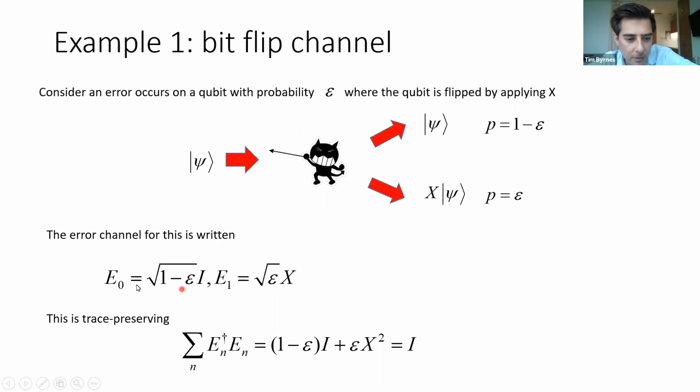And these square root factors, we need this because of this relation that I mentioned on the previous slide. In order for this to be trace preserving, that means the state at the end has to have trace 1 if you started with trace 1 at the beginning. Then we need it to satisfy this relation: E dagger 0 E0 plus E dagger 1 E1 needs to be equal to identity, right?